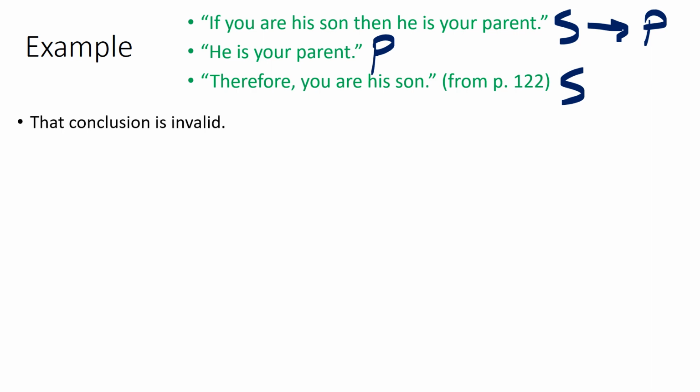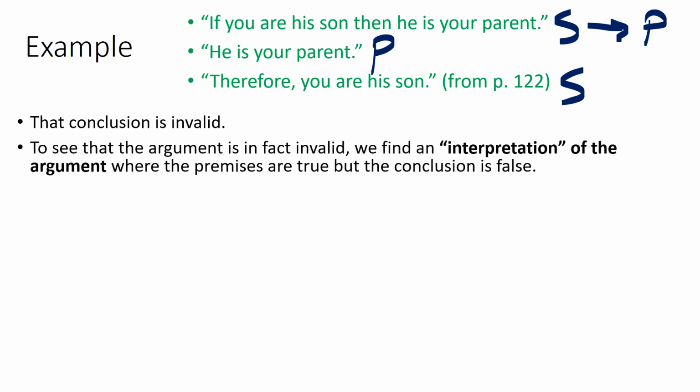Let's think a little bit more about this. To see that the argument is in fact invalid, we can find an interpretation of the argument where the premises are true, but the conclusion is false. Now this dovetails very nicely with the last slide. So if we know for a fact that we have true premises, and if we know for a fact that we have a false conclusion, then the argument must be invalid.